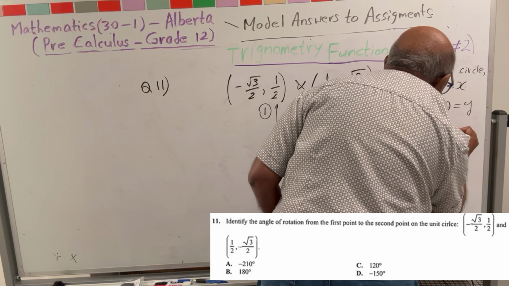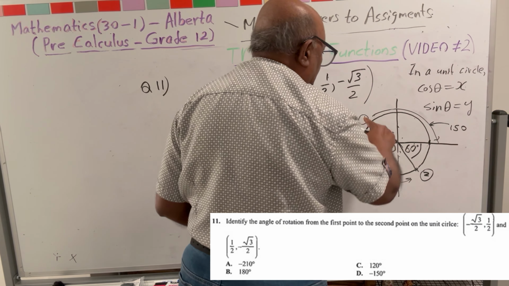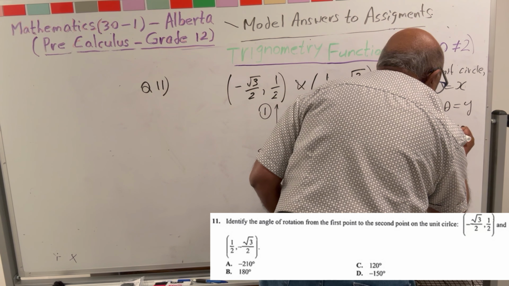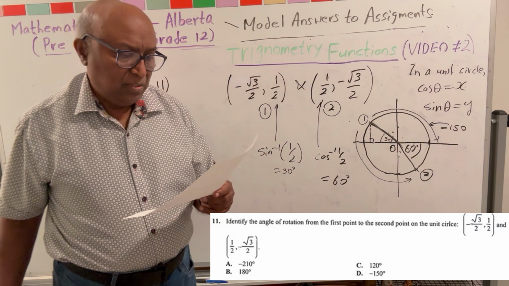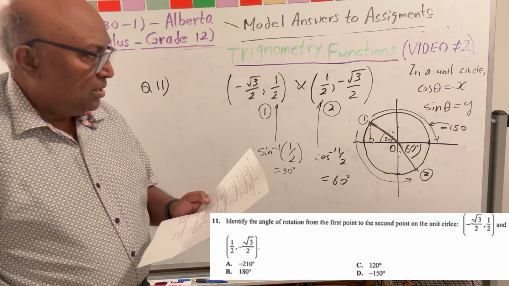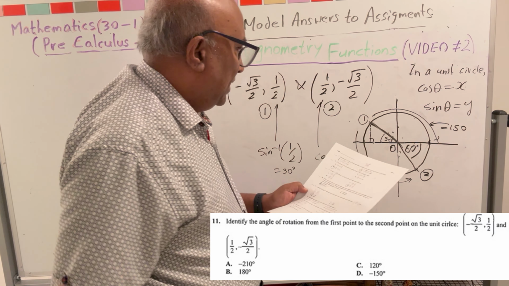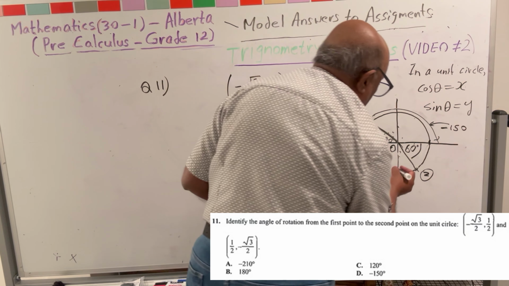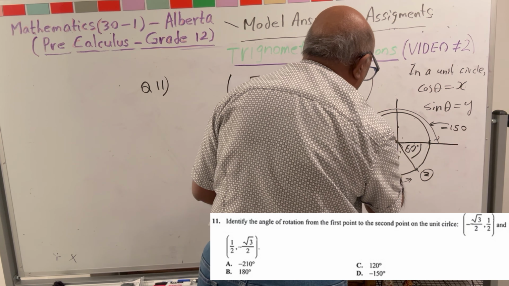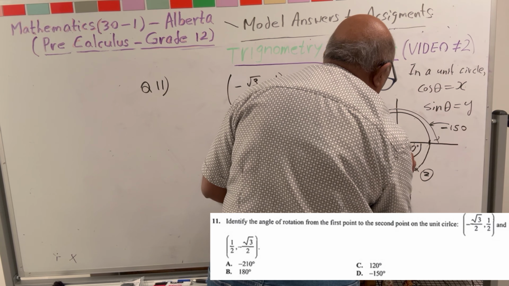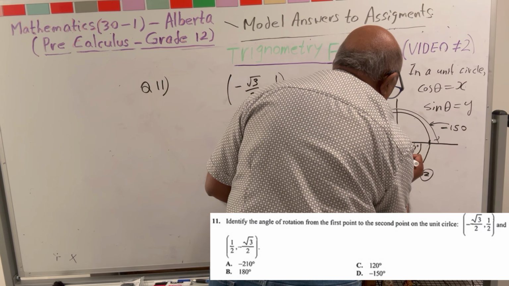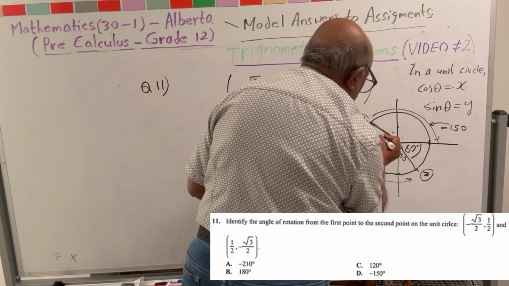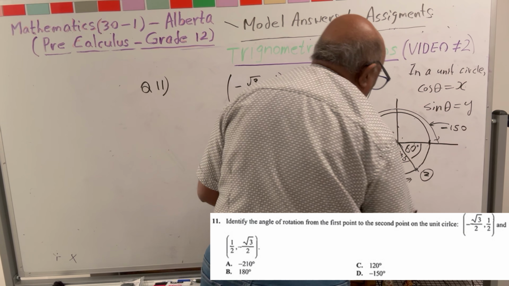For this one, 150. What's the sign? From the first point to the second point, we have to go in the clockwise direction. That means negative 150. If you go in the left direction, what's the angle from 1 to 2? 30, 90, 30. That is 150. Is that correct?